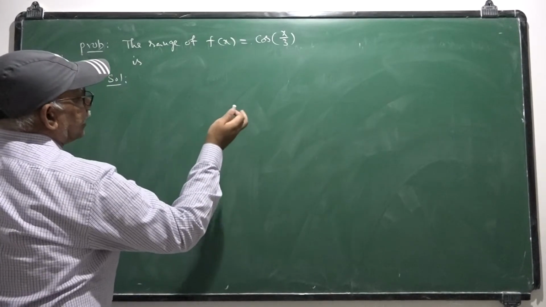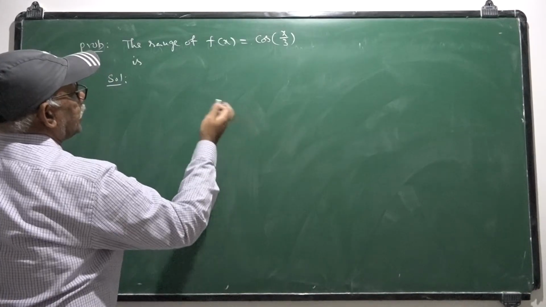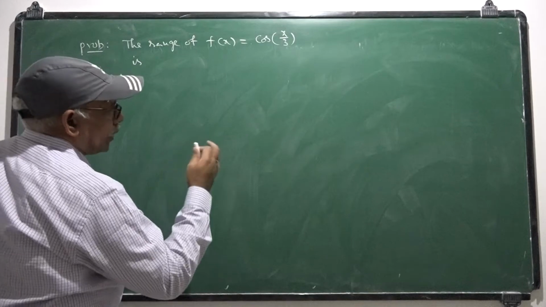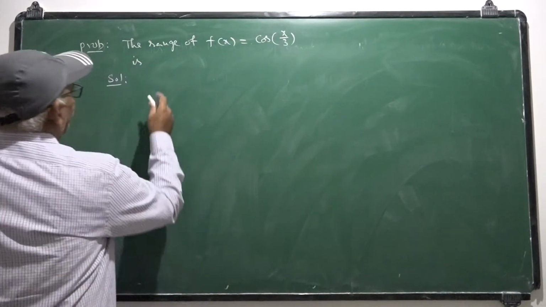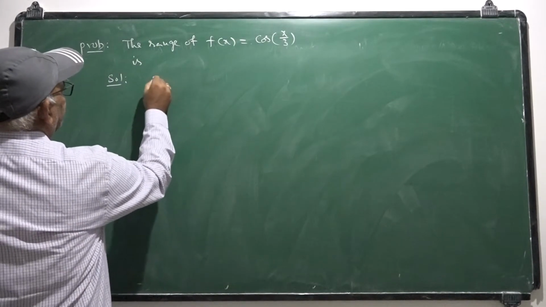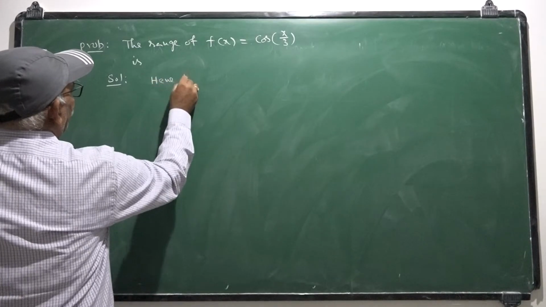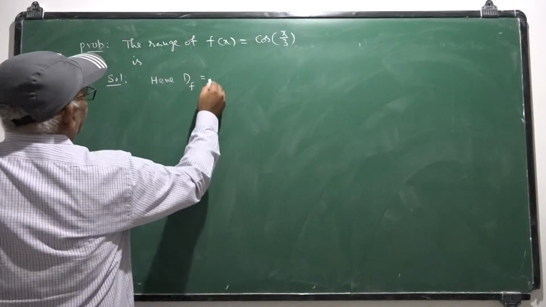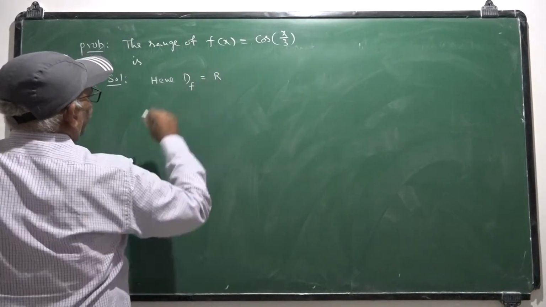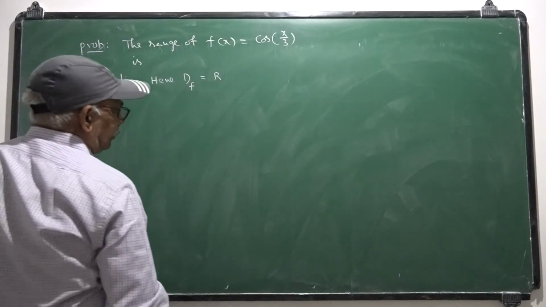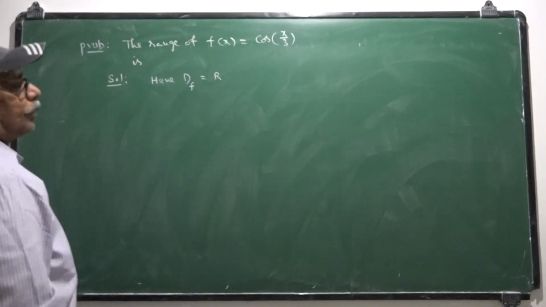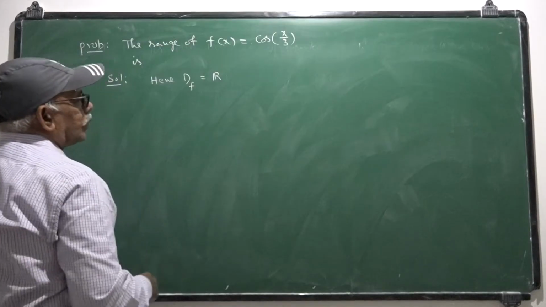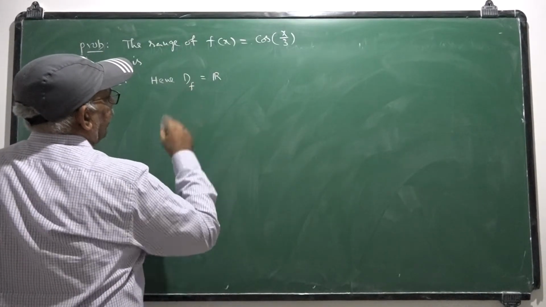Because x being real, x by 3 is also real. For such values, cos value always lies between -1 and 1. So, the domain of the function f, the domain of the cos function, is the set of reals. The domain of the function f is R.